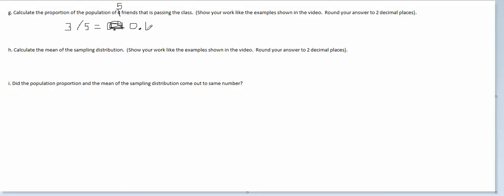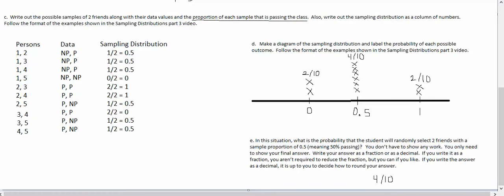And now it says calculate the mean of the sampling distribution. So just add the 10 numbers and divide by 10, like we did in problem 2, and that'll be your answer. So in my example, I would add these 10 numbers and divide the total by 10, and that would be the mean of the sampling distribution.